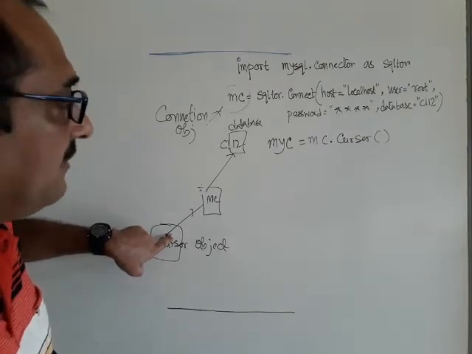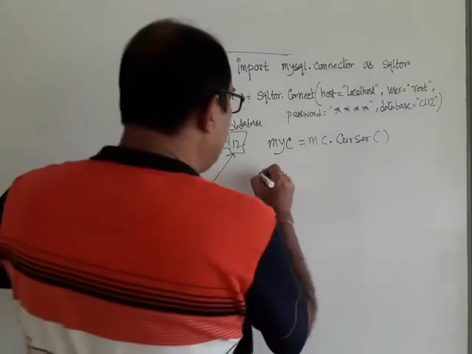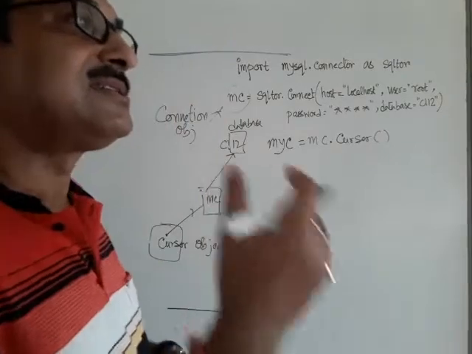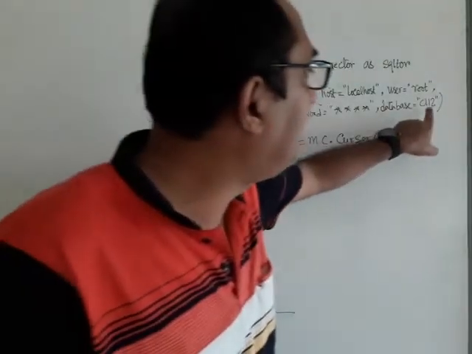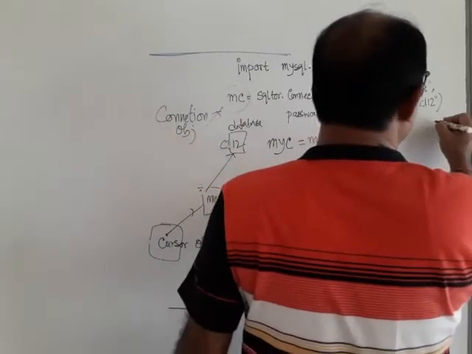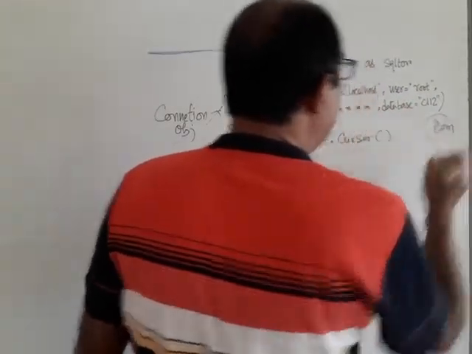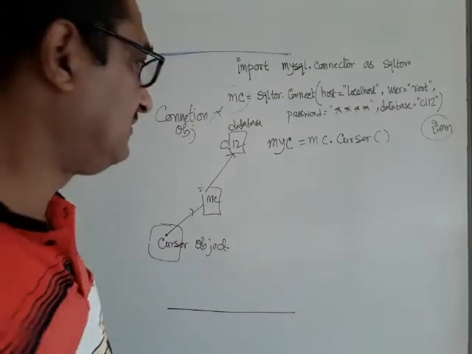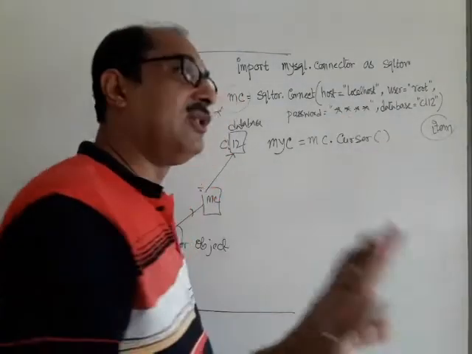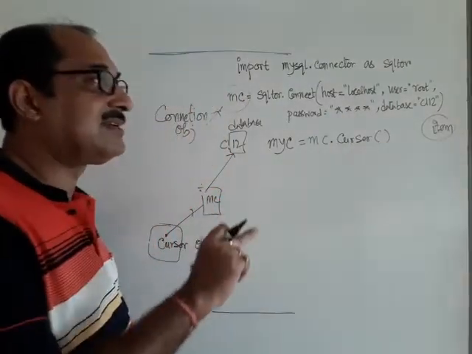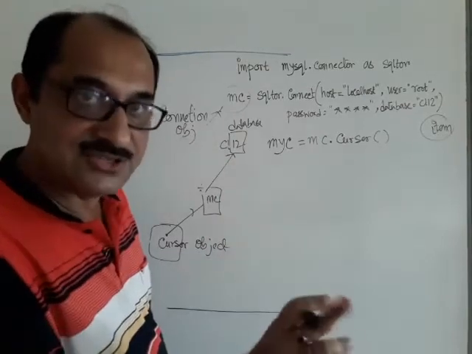How? It is very simple. Supposing you want to execute the command select star from, say there is a table under this database class 12, so there is a table called item. Item has some records in it. So I want to see all the records. So I will write select star from item. That should be my command.